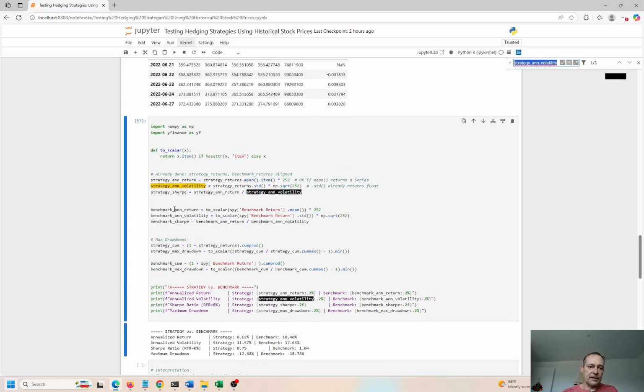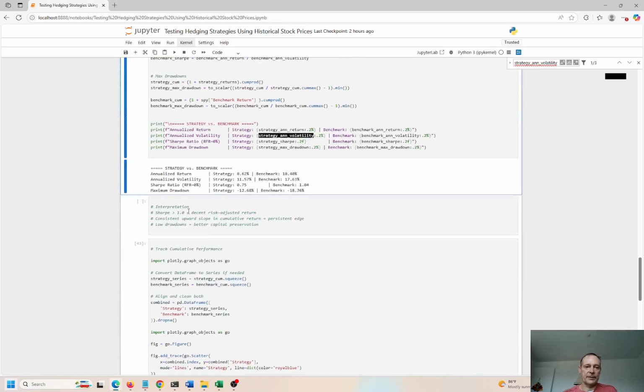So that was the strategy. This is the benchmark return. I think I just hit Control Enter. Let me do it again just to make sure. And you can see the strategy returns 8.62. The benchmark is 18.4. Strategy 11.5. Benchmark 17. Strategy here, Sharpe ratio.